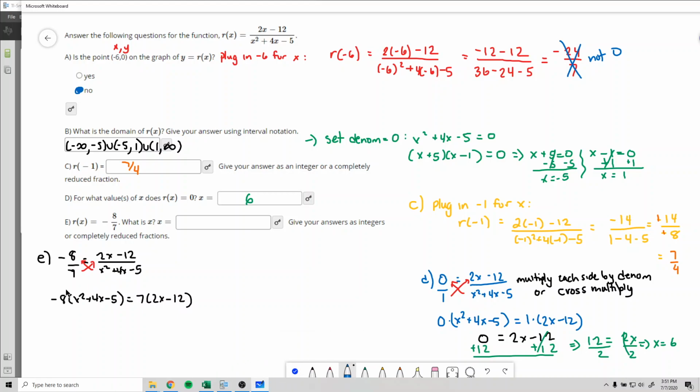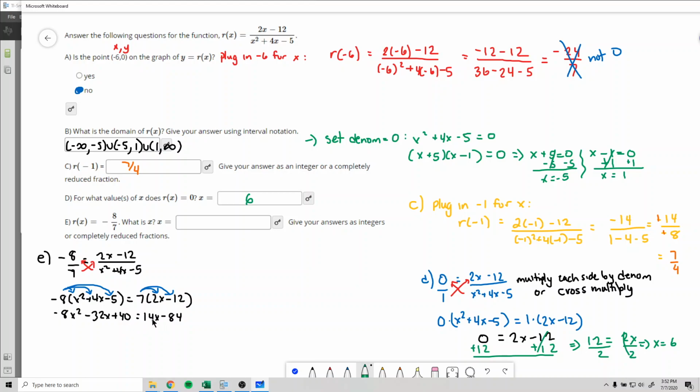Right, now we want to distribute both sides, distribute the negative 8 through and the 7 through. So we got negative 8x squared minus 32x plus 40 equals 14x minus 84. You've probably worked plenty of problems in this class where the numbers look a little messy, but everything will work out as long as you don't make a mistake.